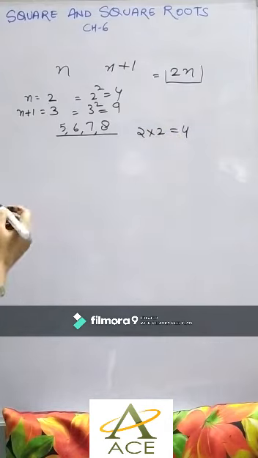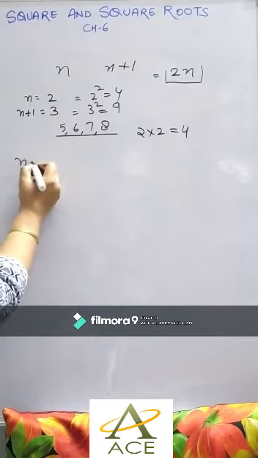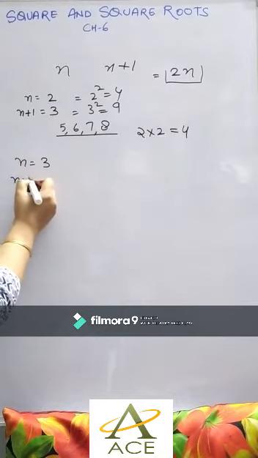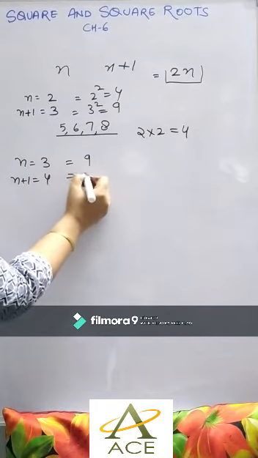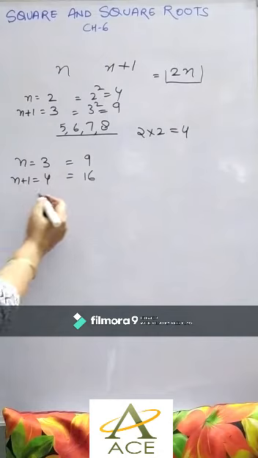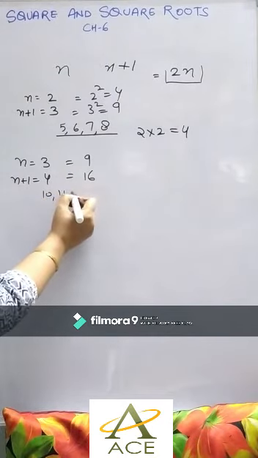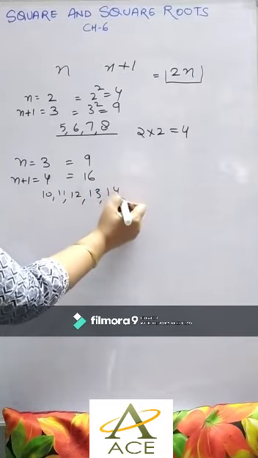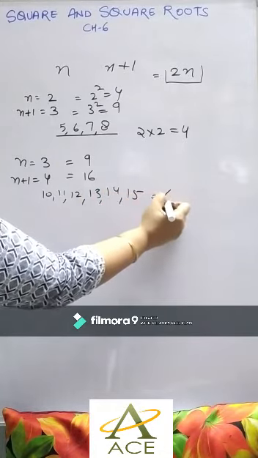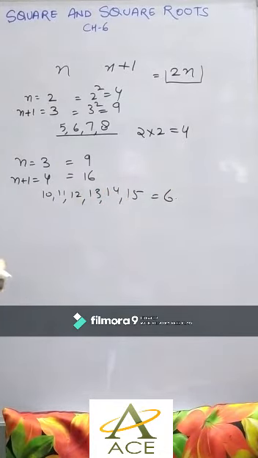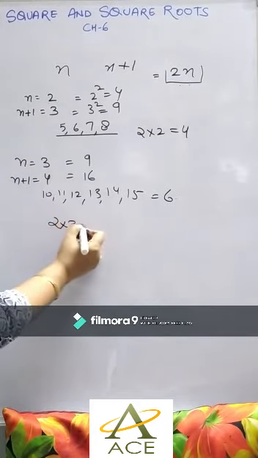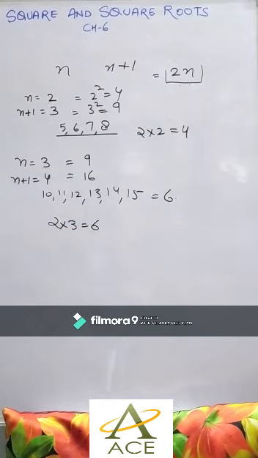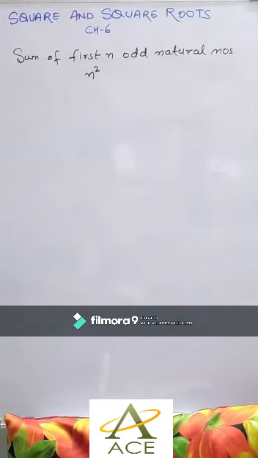We can take another example. Suppose n is equal to 3. So n plus 1 will be 4. 3 square is 9. 4 square is 16. Now how many numbers are there in between? 10, 11, 12, 13, 14, 15. 6 numbers. And if we look at the property, it is saying 2n. That means 2 into n is 3 equals to 6. So this is clear.